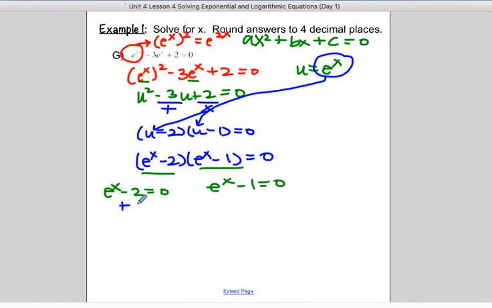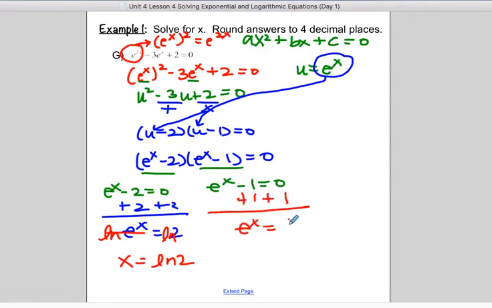So I go ahead and add 2. So I have e to the x is equal to 2. And how do I get rid of e? I ln on both sides. So x equals ln of 2. Good. Then move on to my other one.